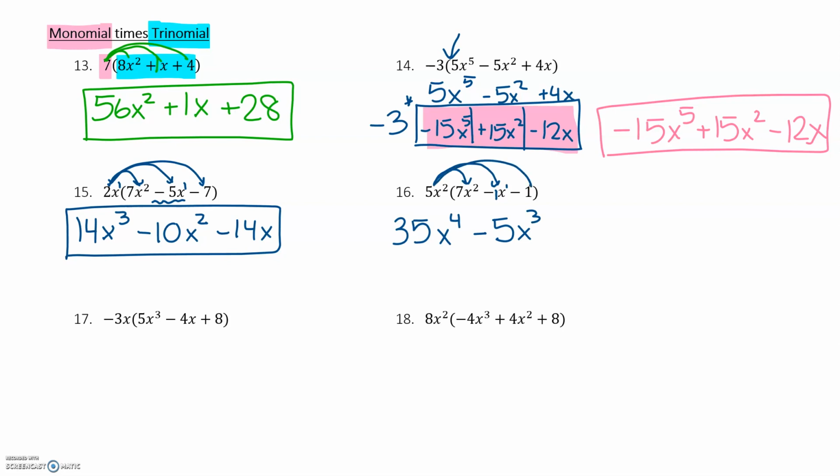Then we're multiplying it by the last one. So 5x squared times negative 1. So we get a negative 5x squared. All right, take a second. I want you to pause the video and I want you to work 17 and 18. And when you come back and unpause the video, the answers are going to be on the board.